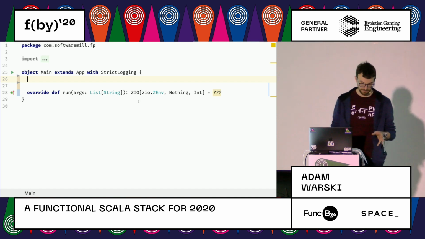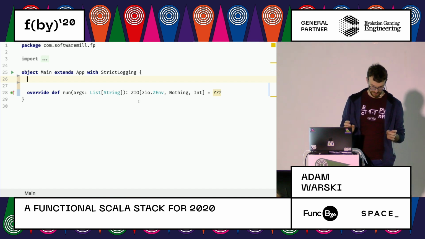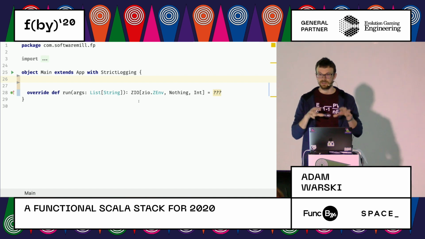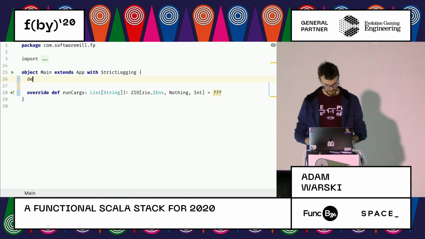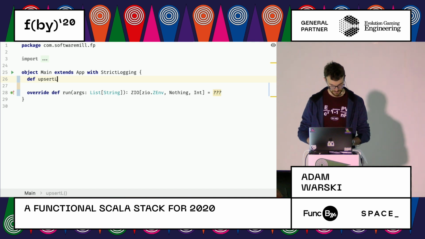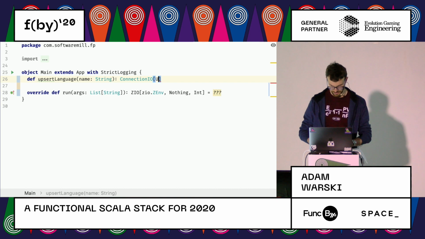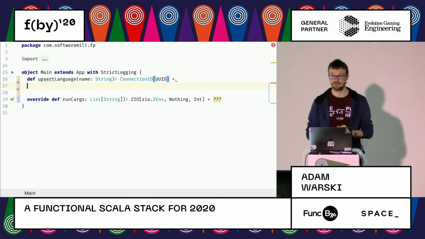So let's start with doobie. The first thing that we need to do is a way to actually insert a language into our database. So we write a method upsertLanguage with a given name, and the result will be a data structure of type ConnectionIO, and we return the ID of the language that we have just inserted.